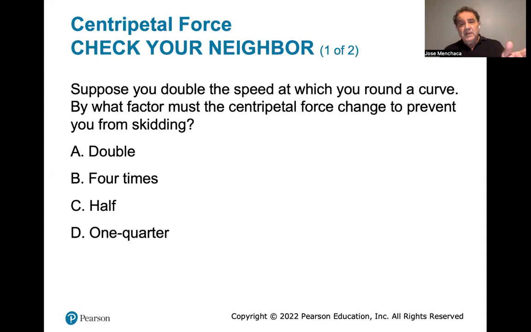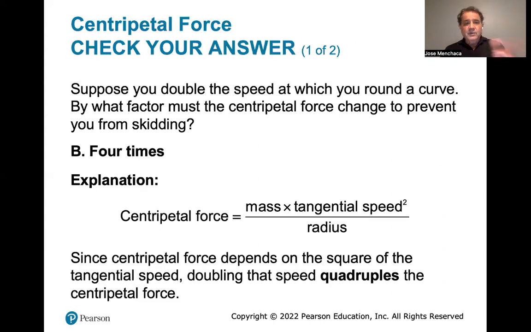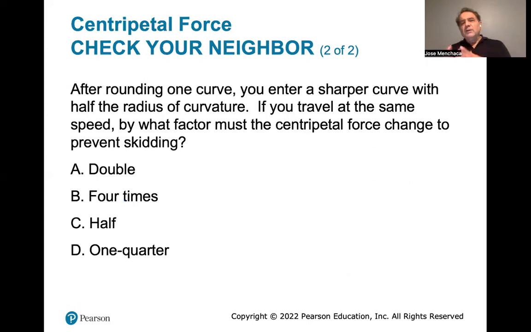It has to be 4 times. Since the centripetal force depends on the square of the tangential speed, doubling that speed quadruples the centripetal force. Okay, after rounding one curve, you enter a sharper curve with half the radius of curvature. If you travel at the same speed, by what factor does the centripetal force change to prevent skidding?